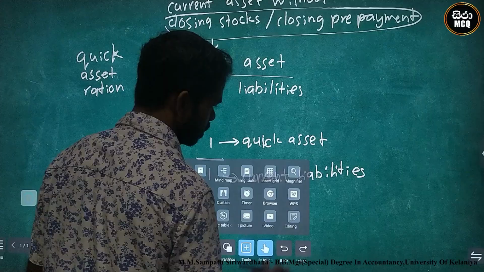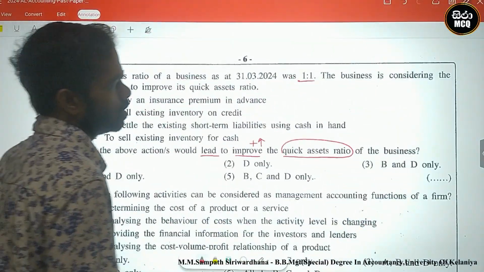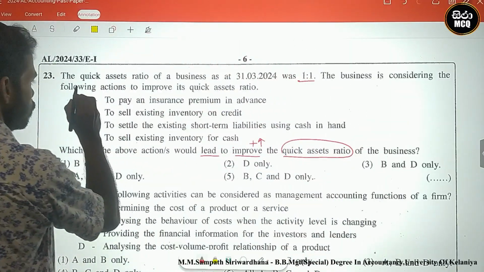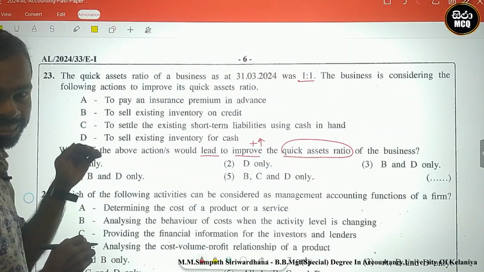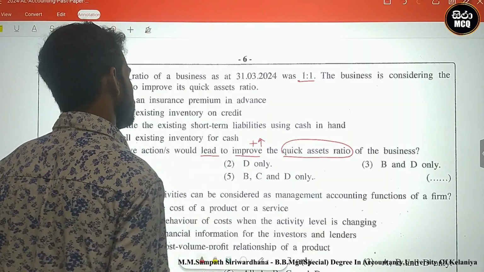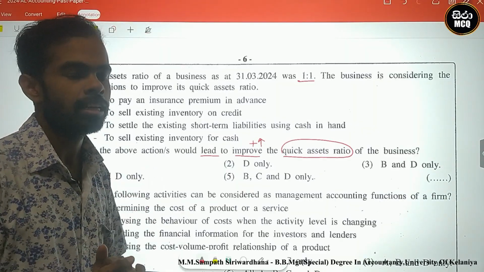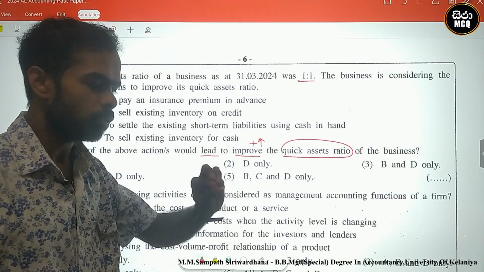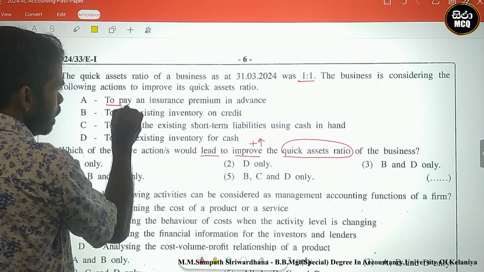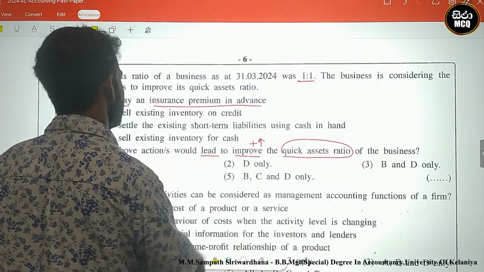Okay, let's see. They said the business is considering the following actions. There are 4 actions to improve its quick asset ratio. We need to find the increasing action. First one: to pay an insurance premium in advance.